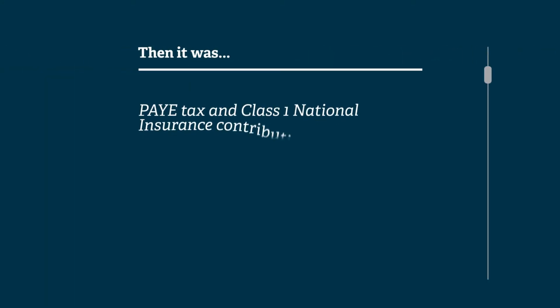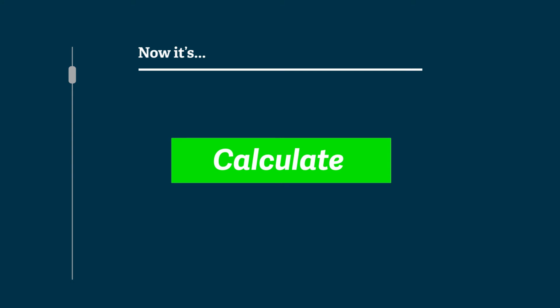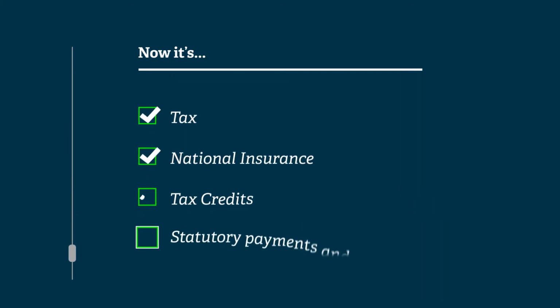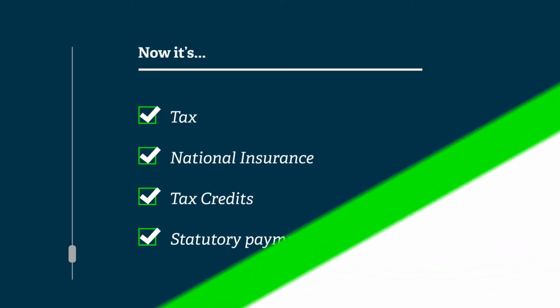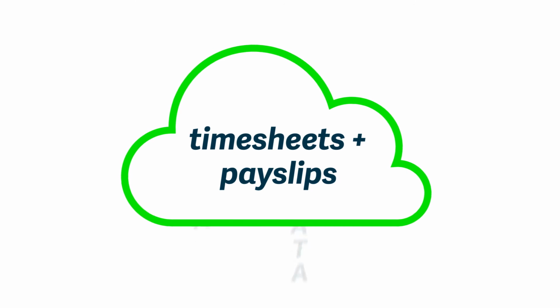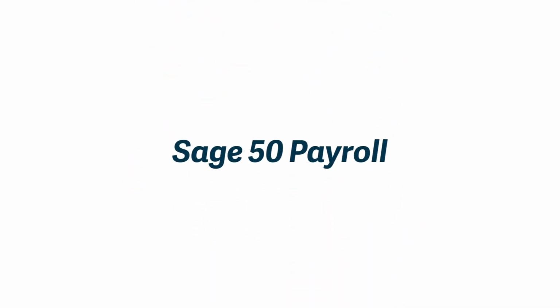Then it was hard to understand the complexities of legislation and stay confident that you're compliant. Now it's peace of mind that payments are calculated correctly, covering tax, national insurance, tax credits and statutory payments and deductions. Unlike other bureau software, you can manage your clients' timesheets and their payslips online, with all the data directly and securely linked into Sage 50 Payroll.